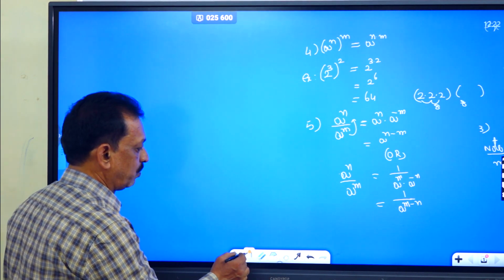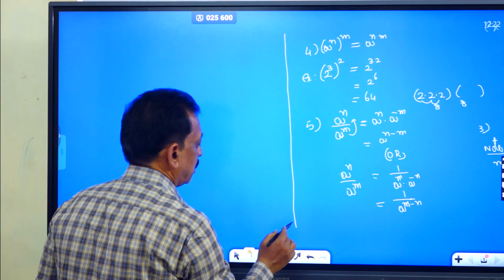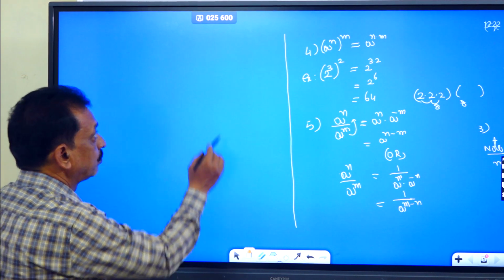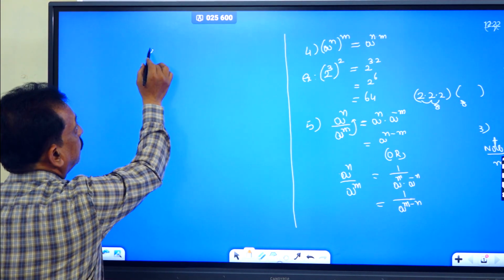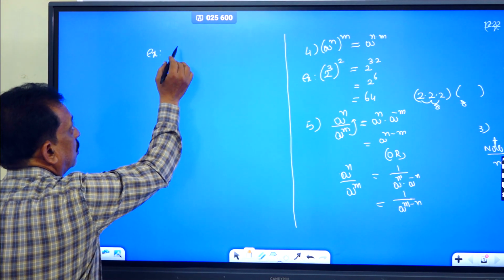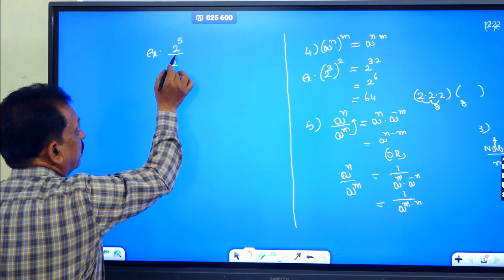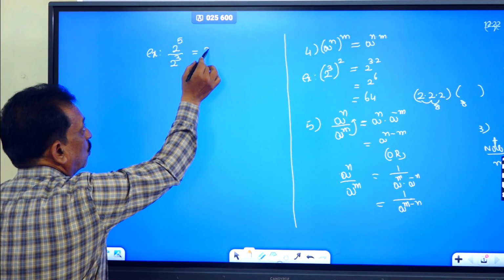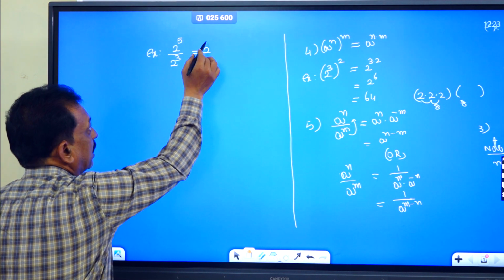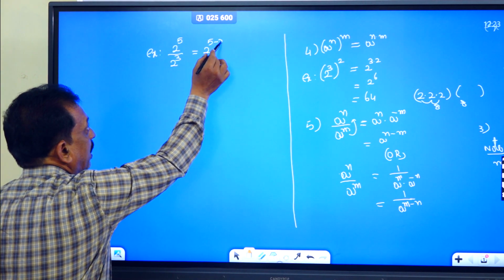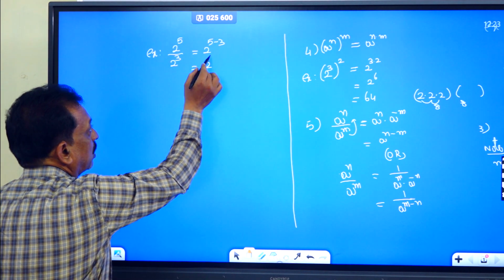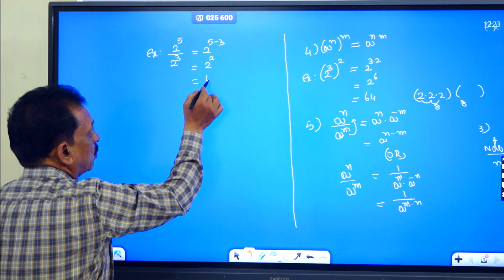You can do it very happily. See here, take an example: 2 to the power of 5 by 2 to the power of 3. That is equal to 2 to the power of 5 minus 3, which I write directly, that is 2 square, which is equal to 4.